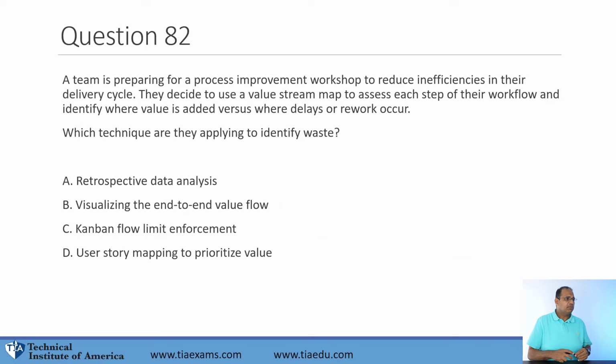Question. A team is preparing for a process improvement workshop to reduce inefficiencies in their delivery cycle. They decide to use a value stream map to assess each step of their workflow and identify where value is added versus where delays or rework occur. What technique are they applying to identify waste? Retrospective data analysis, visualize the end-to-end value flow, Kanban flow limit enforcement, user story mapping.